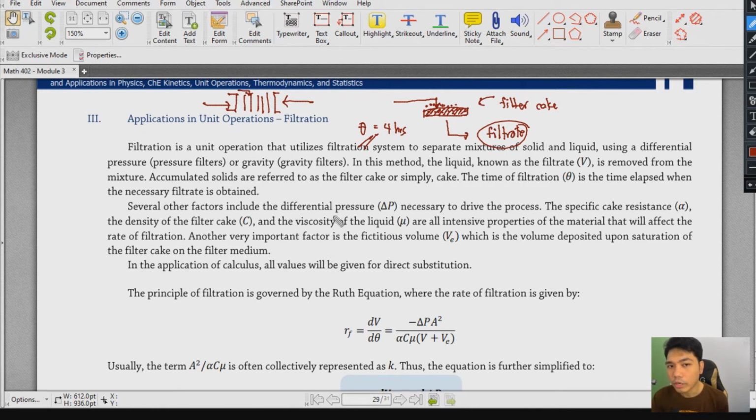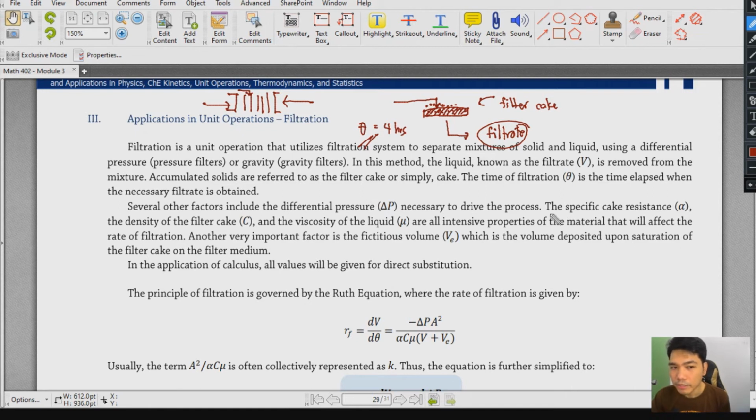When it comes to pressure filters, we have what we call differential pressure. So, for example, since I need to push the fluid because our filtration process is rather slow, we have what we call differential pressure, which is the pressure required to drive the process. So, that's our delta P.